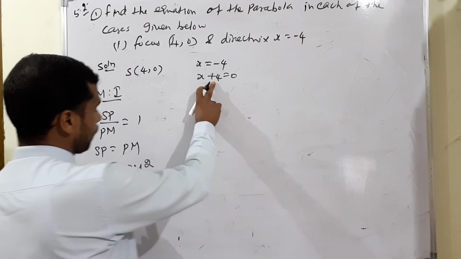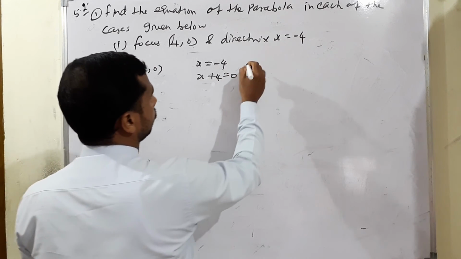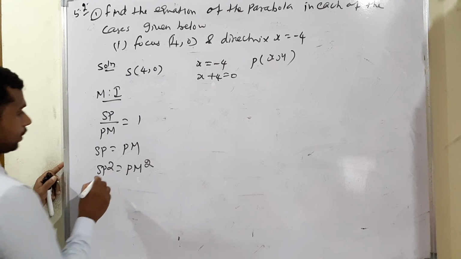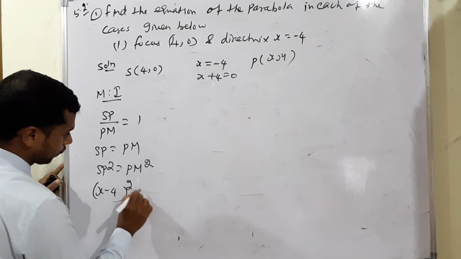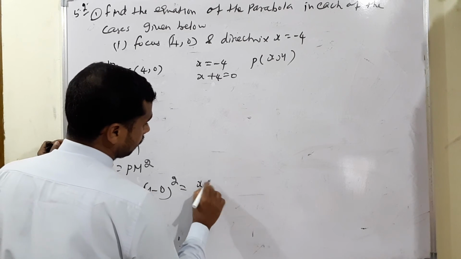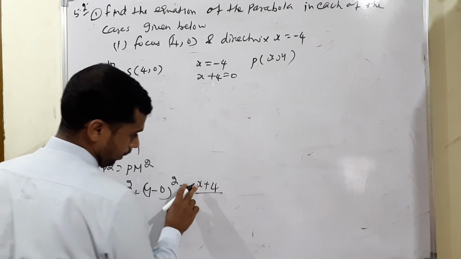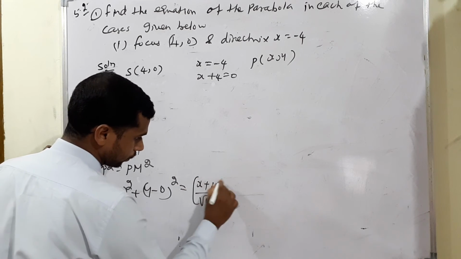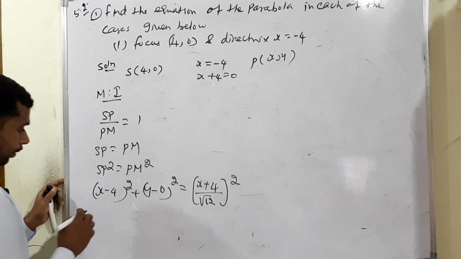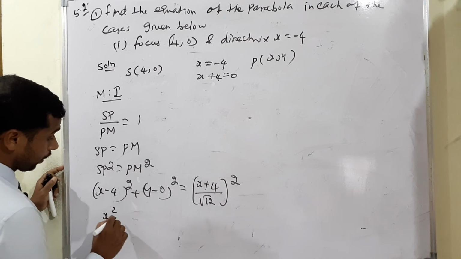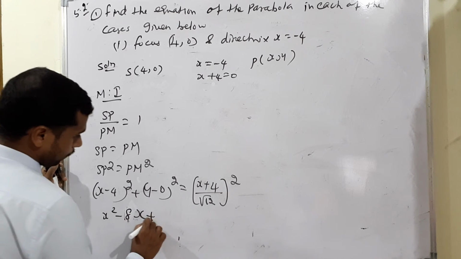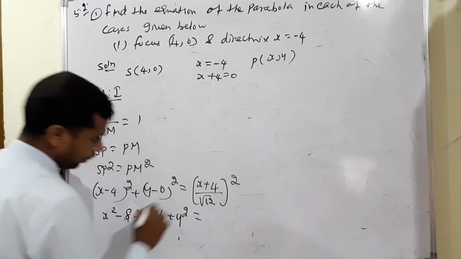So the perpendicular to the directrix, this is x plus 4 is equal to 0. Then P already we know, point (x, y). So distance between S and P means (x minus 4) the whole square plus (y minus 0) the whole square is equal to PM square, means (x plus 4) divided by the coefficient of x, only 1 is there, the whole square. Now (a minus b) the whole square form, a square minus 2ab plus b square. So therefore we can write x square minus 8x plus 16 plus y square is equal to the opposite side.